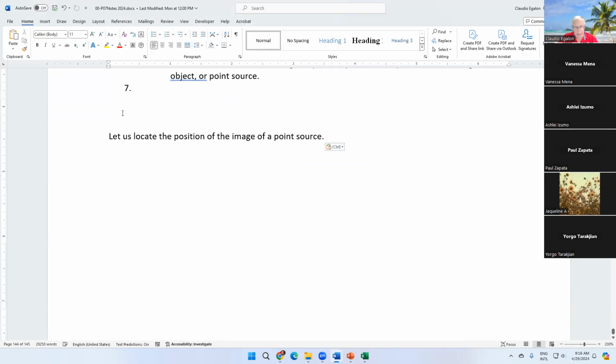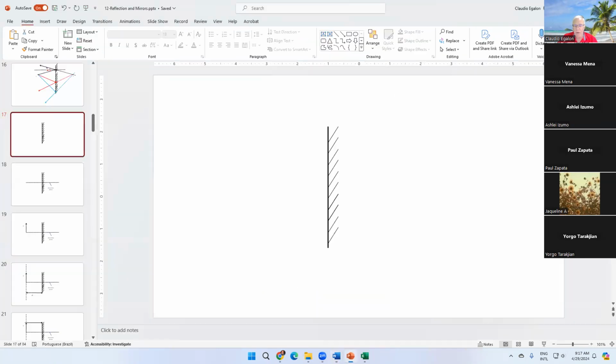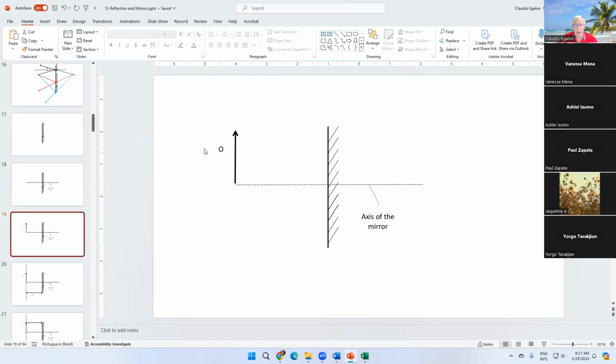To locate the position of the image of an extended source, the procedure is similar. And I'm going to repeat that with you. Here you go. Here is a representation of this extended source. I label it as O, as the object.